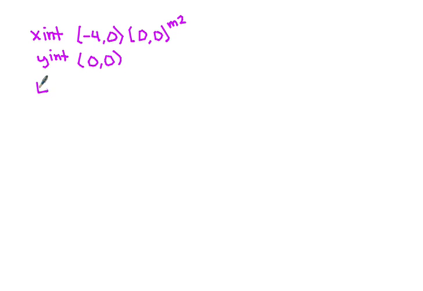Our end behavior we recognize is going to be down and up. We have a slant asymptote at the equation y equals x plus 2.